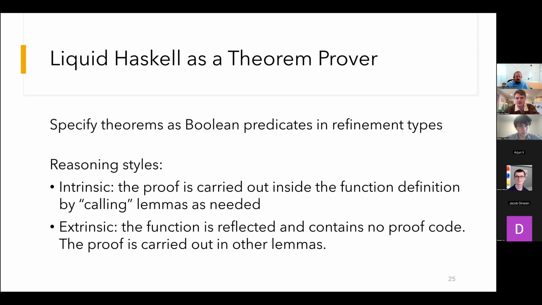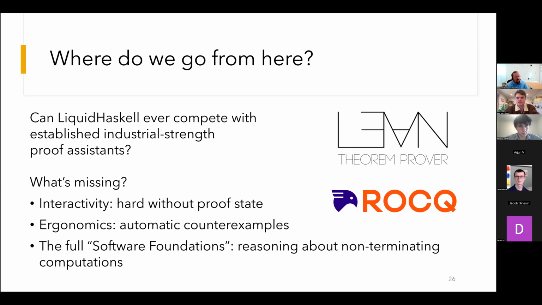But one of the things we run into is the question of whether LiquidHaskell can ever compete with established industrial strength proof assistants. For those, we'll take Rocq, which has recently become the new name for Coq. So we've got Rocq, we've got Lean. I understand next week there'll be a speaker to talk about Lean, so I'll make sure to come back and hear that talk. If you want to compare LiquidHaskell to these, there are some key things missing that currently keep it from being used as a theorem prover to the same degree.